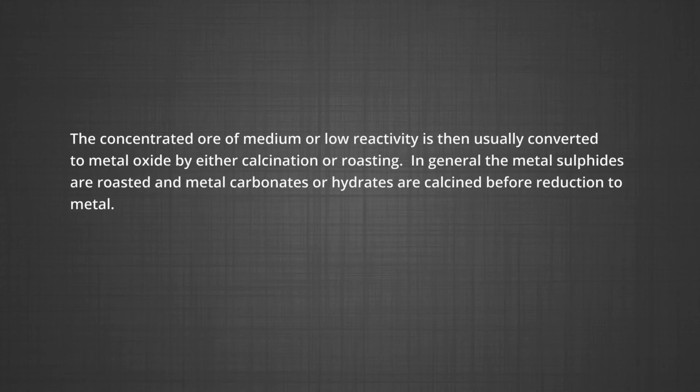The method of reducing the concentrated ore to metal depends upon whether the metal belongs to high, medium, low or extremely low reactivity. After this, the concentrated ore of medium or low reactivity is usually converted to metal oxide by either calcination or roasting. And we studied that in general the metal sulphides are roasted and metal carbonates or hydrates are calcined before reduction to metal.